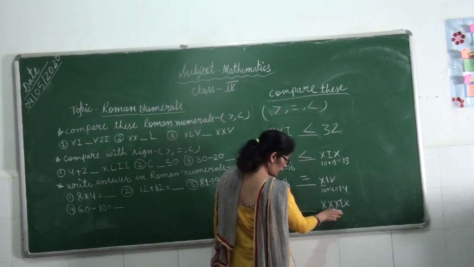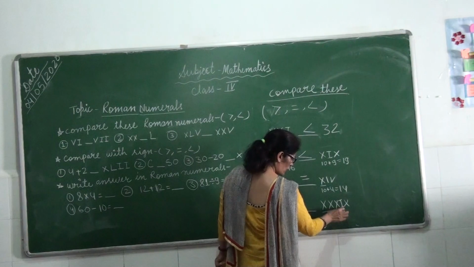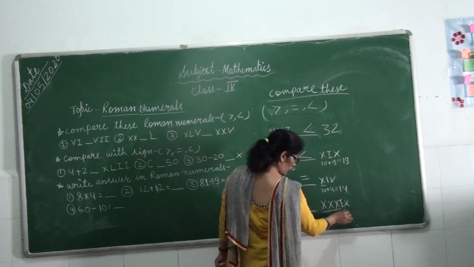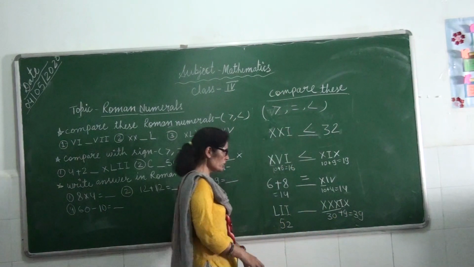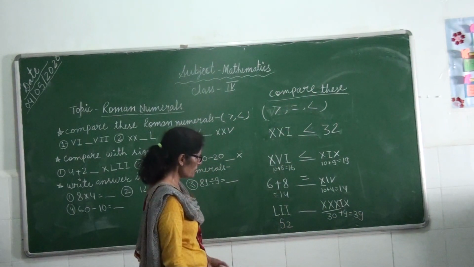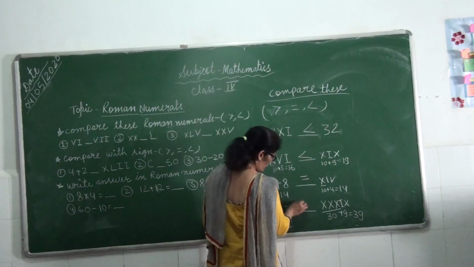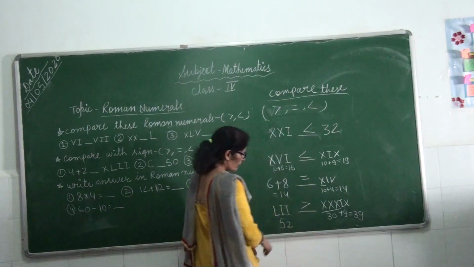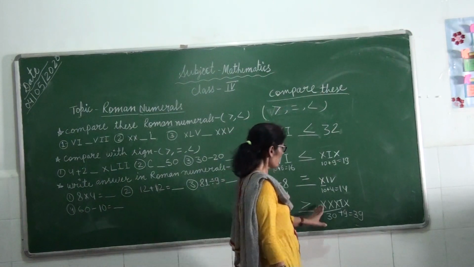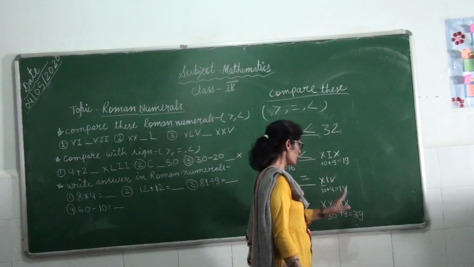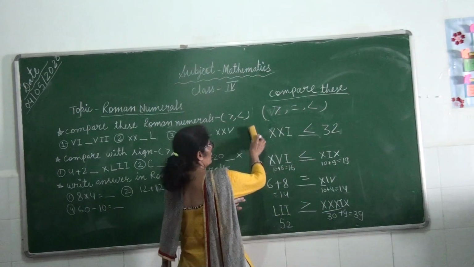The number is 30. XXX means 30 plus IX means 9. The number is 39. Now you can see here which number is greater. 52 is greater than 39. So we have to put the sign like that. 52 is LII, greater than XXXIX, which means 52 is greater than 39.